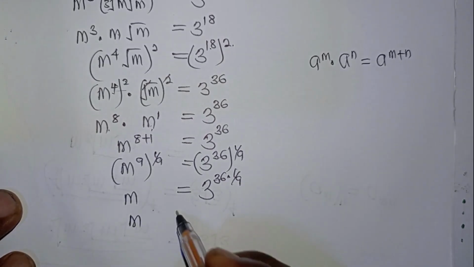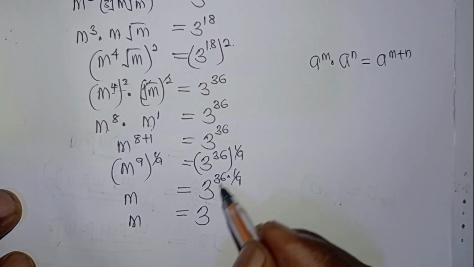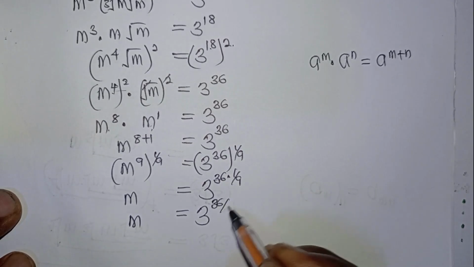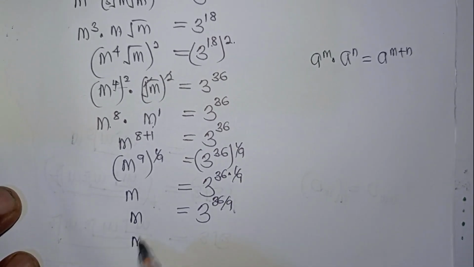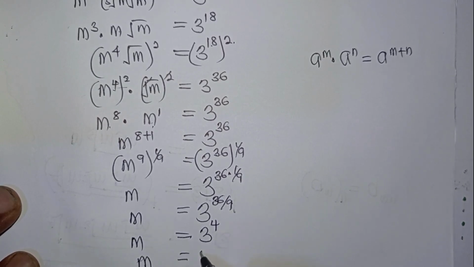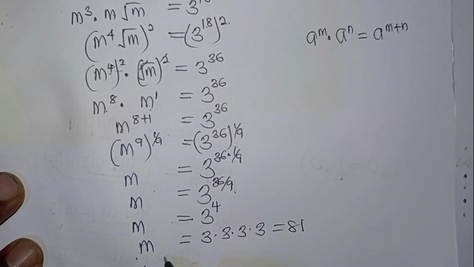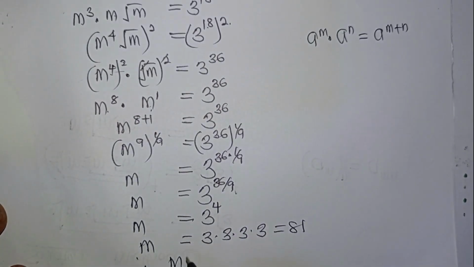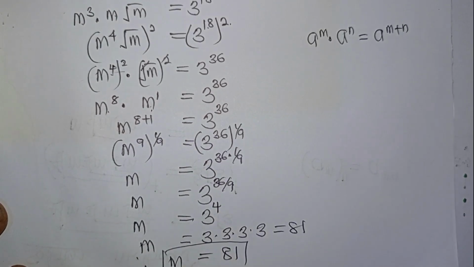So we have m equals 3 to the power 36 over 9. 36 divided by 9 will give us 4. So here m equals 3 to the power 4, which is 3 times 3 times 3 times 3, and that equals 81. Therefore, m is equal to 81. That is the first solution.